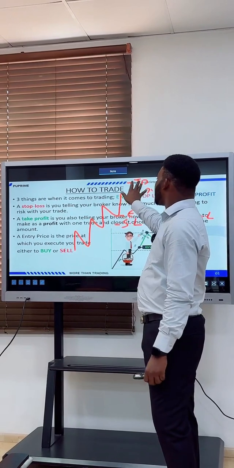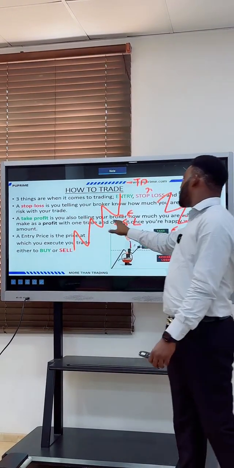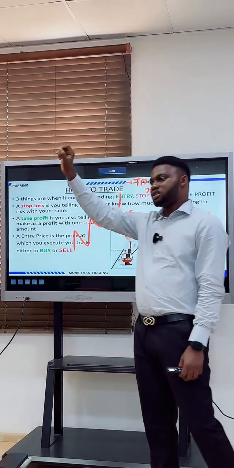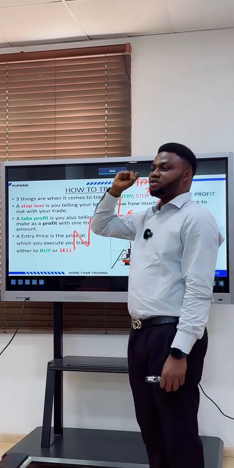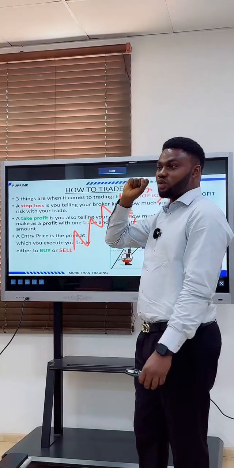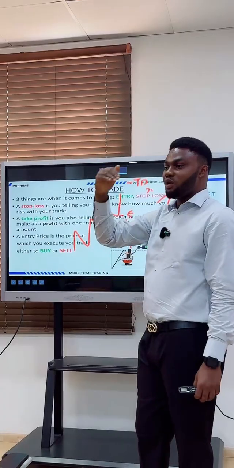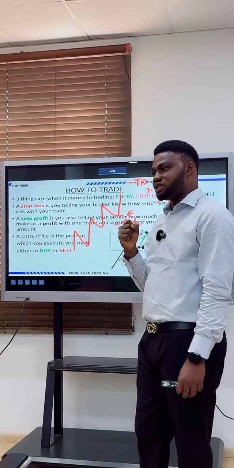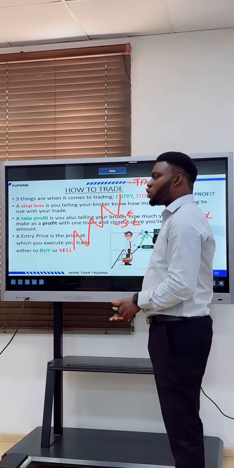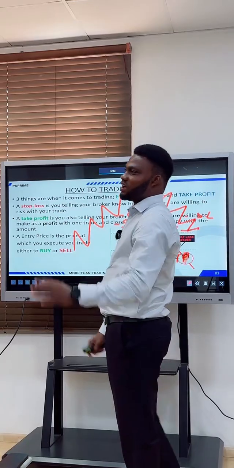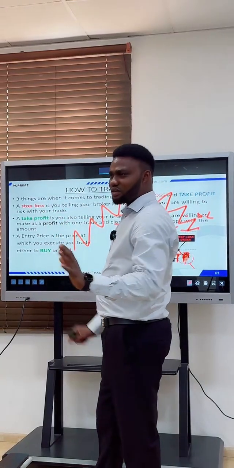Take profit simply means that when my trade gets to this point, I want to close the trade in profit. I want to stop here and take the profit. And stop loss means that if the trade gets here, I've lost enough. That's what I want to explain in layman's terms.